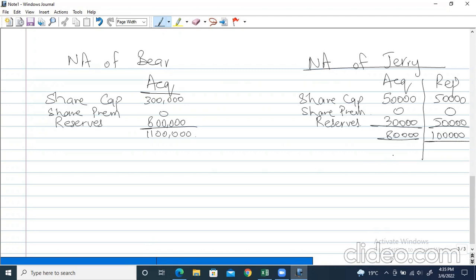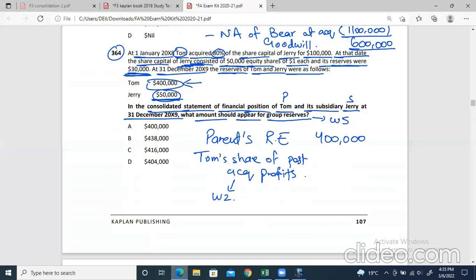And I told you the difference between them is called the post acquisition profits, right? Now, what is the post acquisition profits in between them? $20,000, right? That's right. So 20,000 is the post acquisition. That means that during the period that Tom acquired Jerry, this 20,000 was the extra profit that it generated. Okay. Now, the parent's share of post acquisition profit will be basically 20,000.